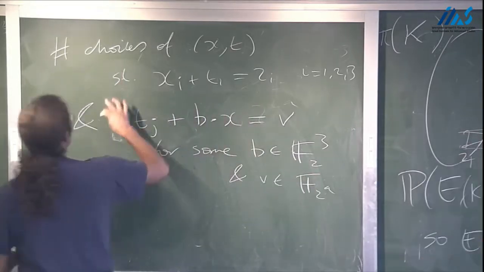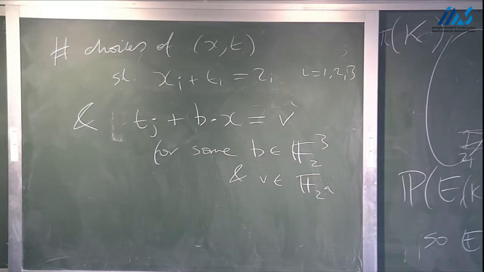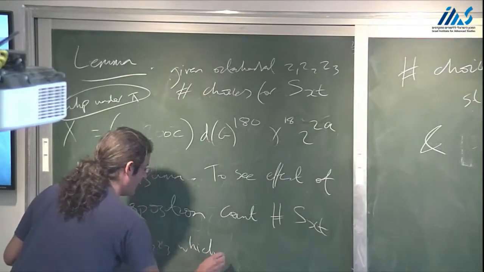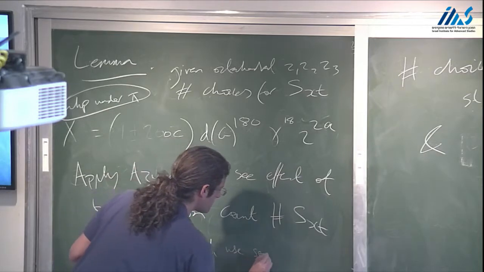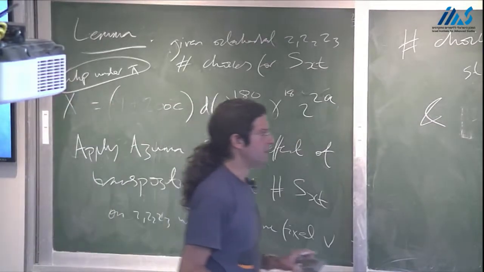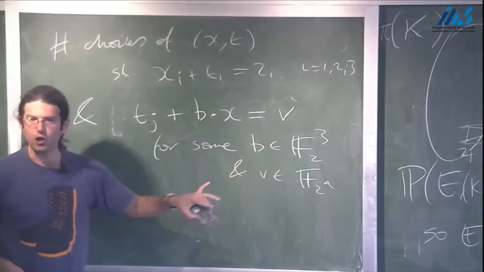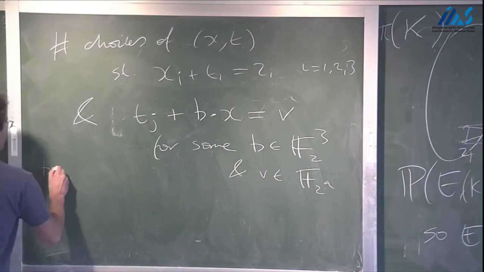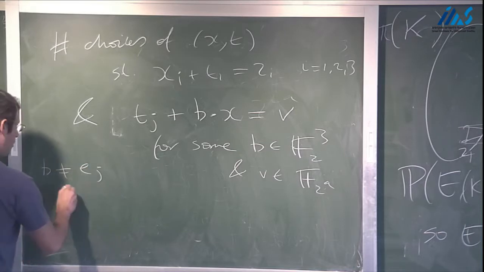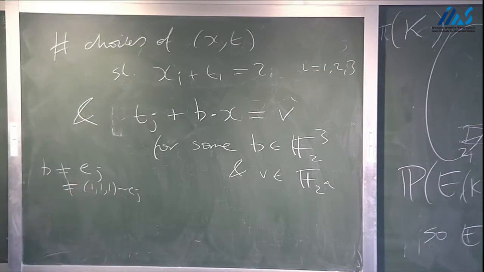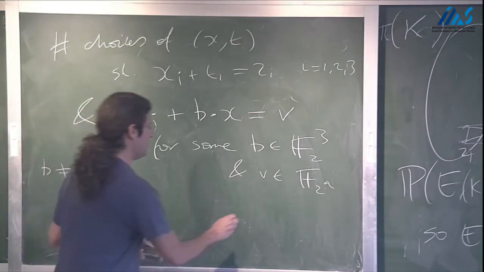Right? So this tells me how many shuffles, so the number of shuffles such that on z1, 2, 3 use some fixed v. So this is some b, which I should say is not one of the ones which we've already used. So b is not e_j, and it's not 111 minus e_j. So these are the two. So j is in there.